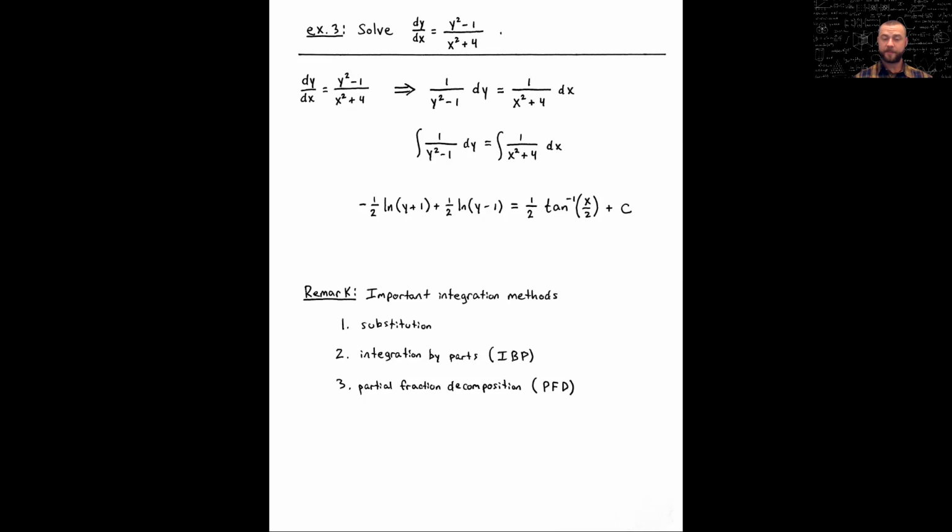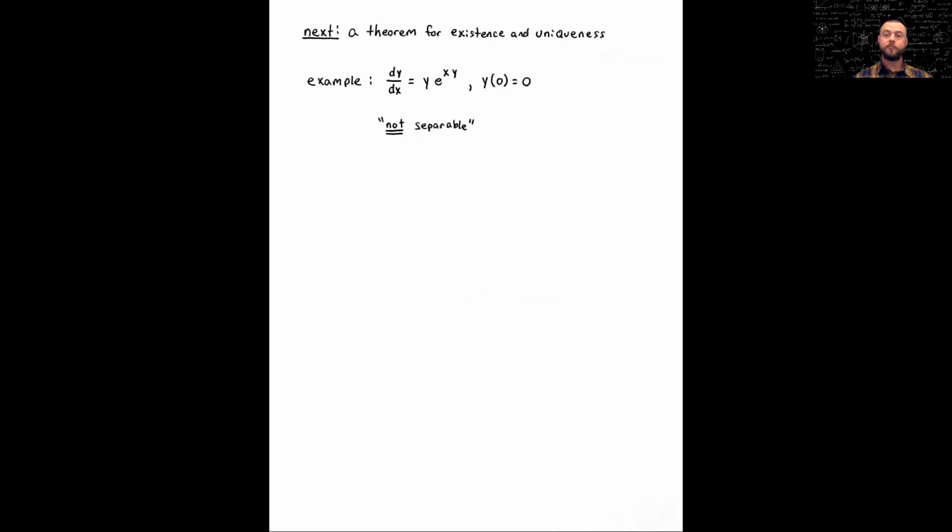All right, when you're ready, let's take a look at the last part for this lecture, a theorem that addresses the existence and uniqueness of a solution for an initial value problem. All right, so I like to motivate mathematical theorems with a concrete example. So let's consider this one here. The derivative of y with respect to x equals y times e raised to the xy with the initial condition y at 0 equals 0.